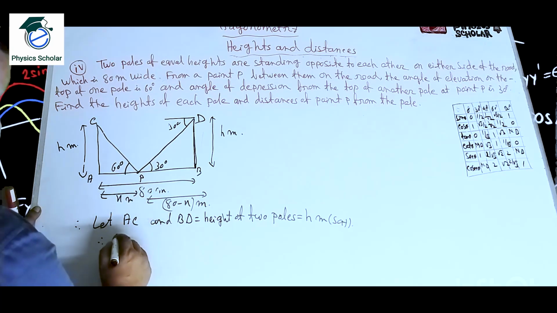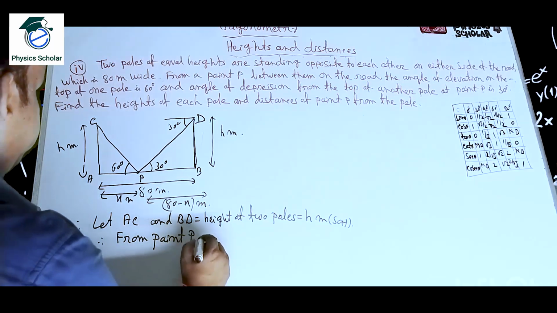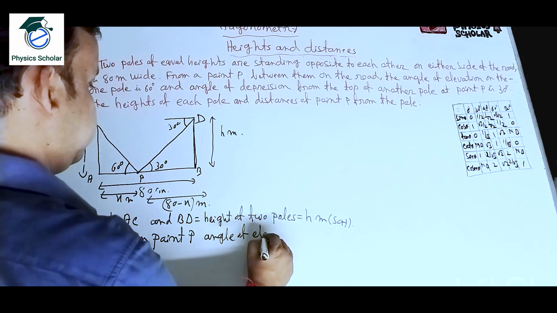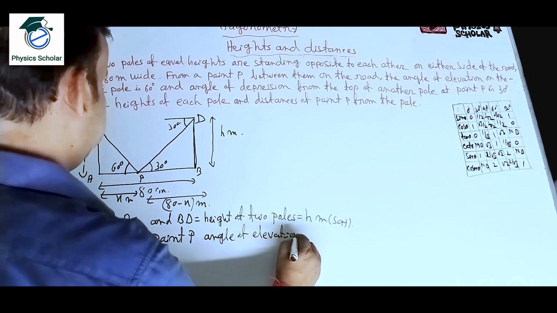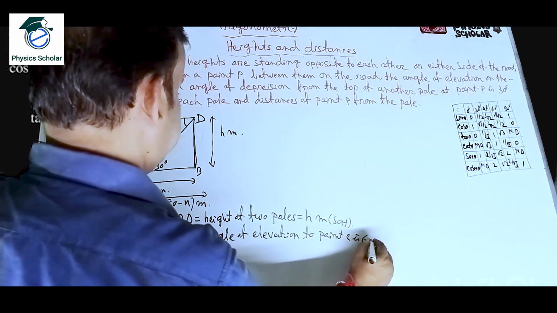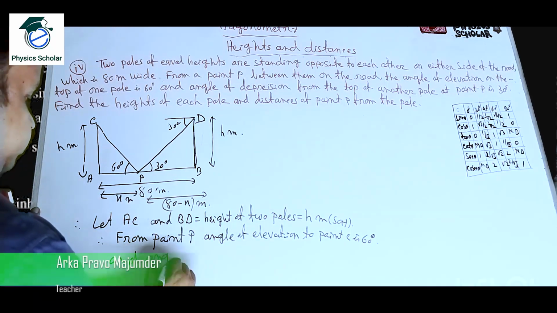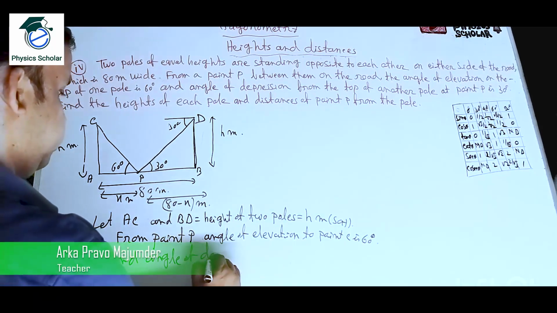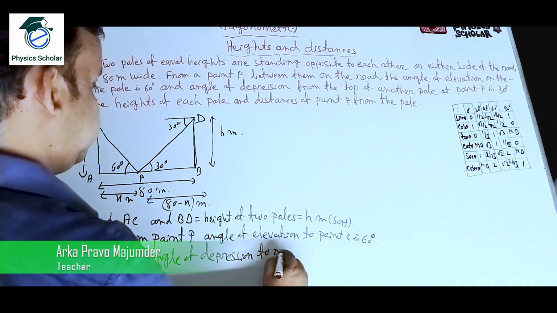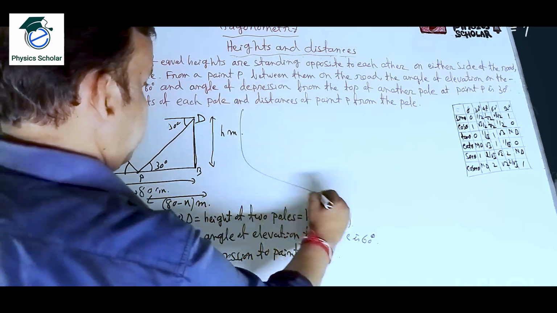Now from point P, the angle of elevation to point C is 60 degrees and the angle of depression to point D is 30 degrees. Clear? Now what can we write?